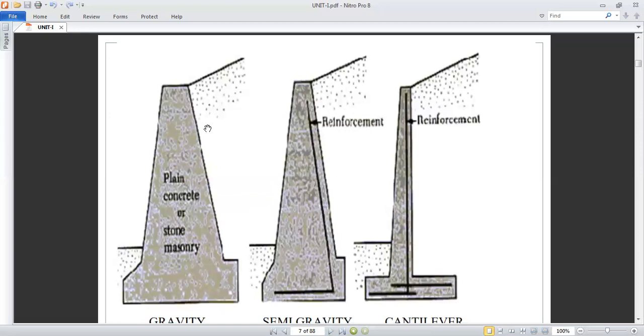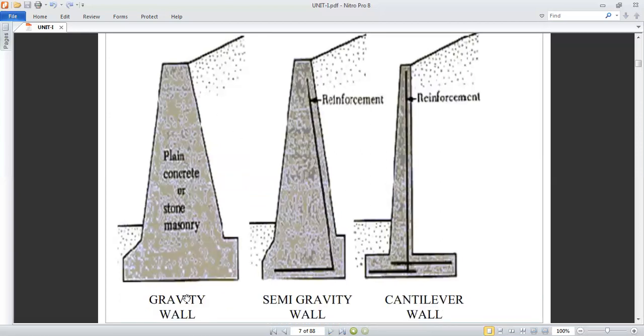So you can see what gravity is from this picture. You have the gravity wall, semi-gravity, and cantilever gravity wall. In the gravity wall, we have solid: the entire thing is filled by concrete alone. Whereas in semi-gravity, reinforcement is also provided, and the reinforcement is embedded in the concrete member. The cantilever wall is comparatively slender compared to gravity and semi-gravity. We have reinforcement at the slab and at the basement also.